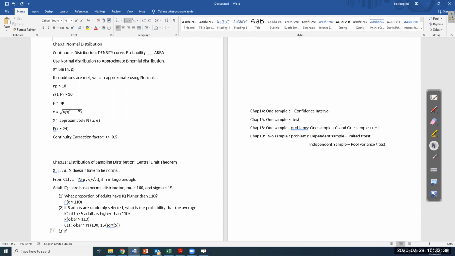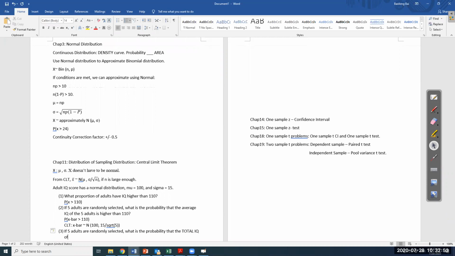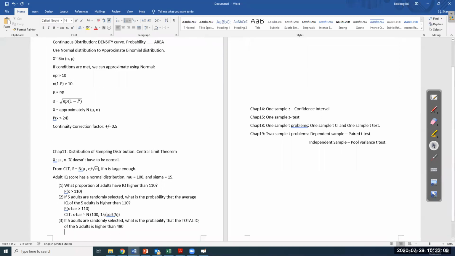So if 5 adults are randomly selected, what is the probability that the total IQ of the 5 adults is higher than, for example, 480? So a lot of people just struggle with this.